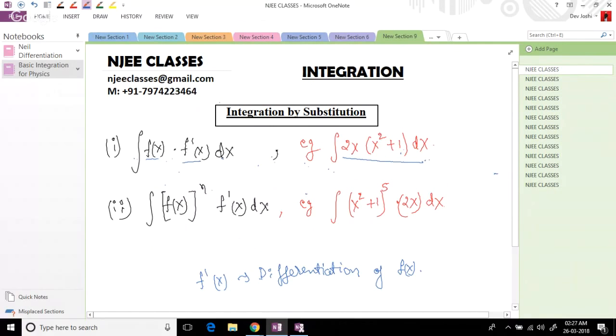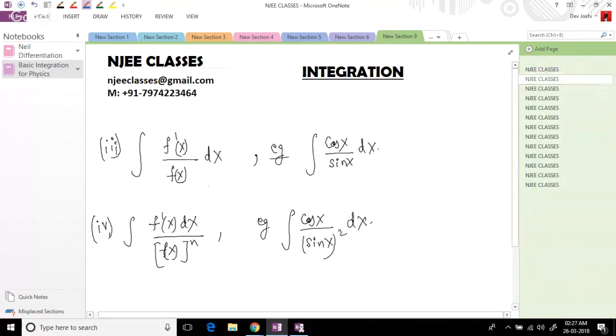Next, I am having the function to the power of something multiplied by the differentiation of the function dx. Example: x square plus 1 to the power 5 multiplied by 2x dx. If I take x square plus 1 as my function, then its differentiation is 2x dx. Third example: I am having my function in the denominator and my differentiation in the numerator. For example, cos x upon sin x. If I take sin x as my function, then its differentiation is cos x dx.